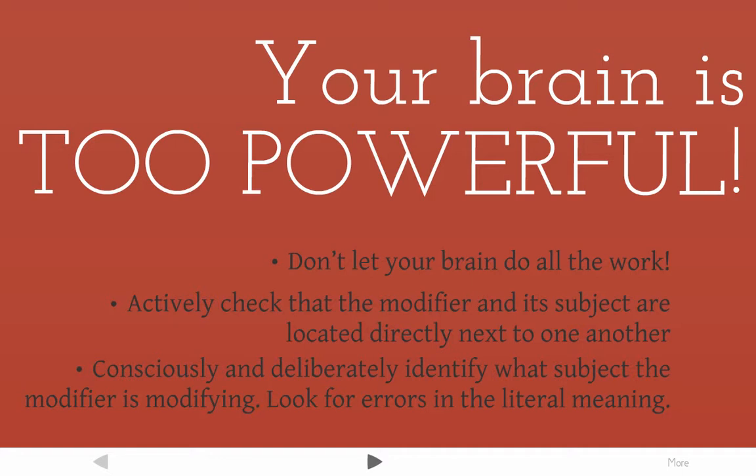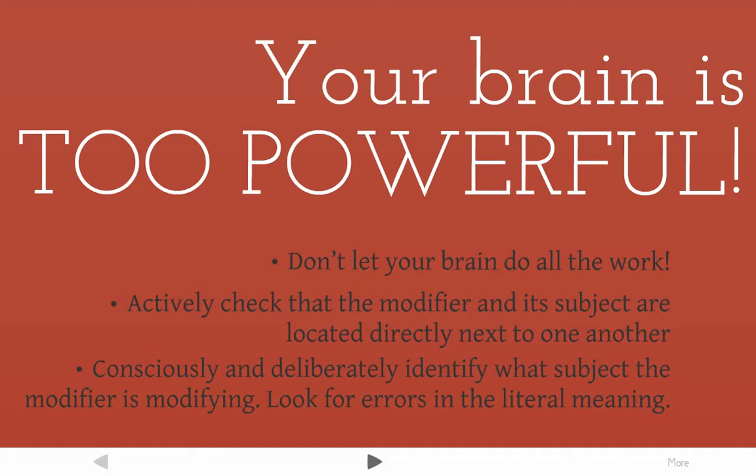So although your brain will automatically extrapolate the sentence's intended meaning, so your brain will automatically be like, oh, I know where the subject is. I know what the modifier is trying to describe. And as long as the subject is located somewhere in that sentence, your brain will understand what it's trying to say. But the key is to actively search for errors. So make sure that the sentence's literal meaning matches what your brain is extrapolating. So look for errors in the literal meaning.